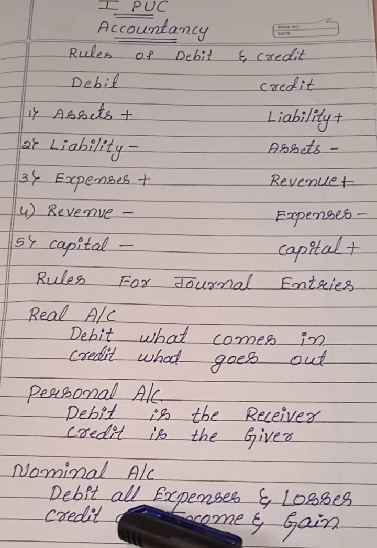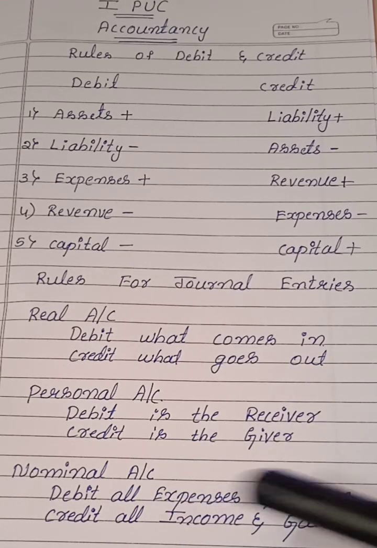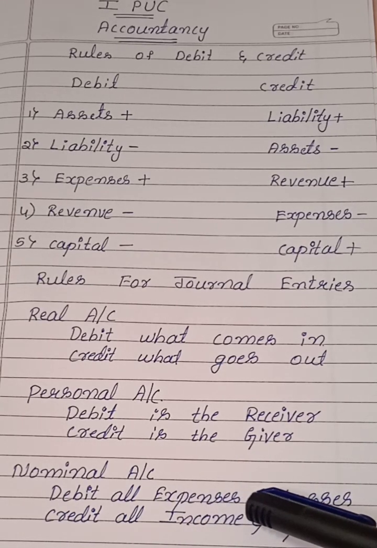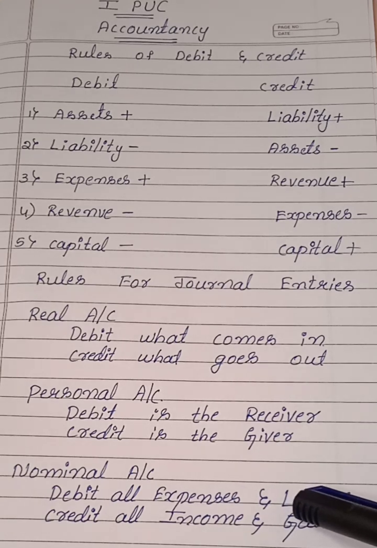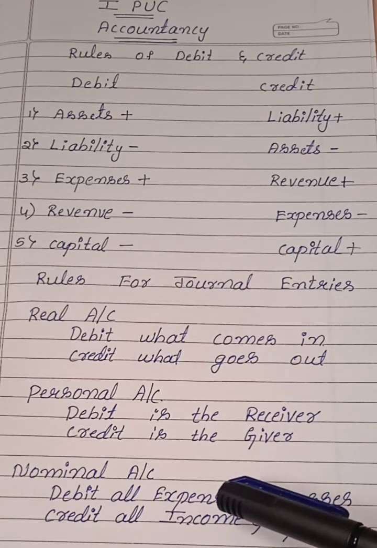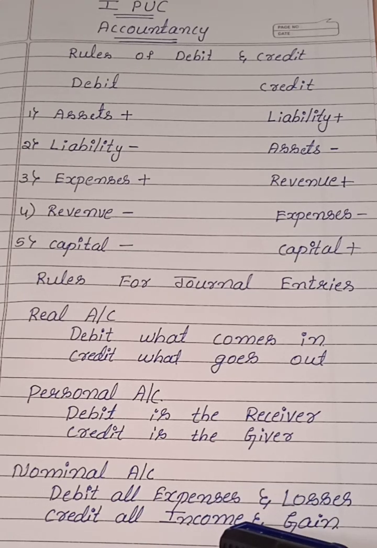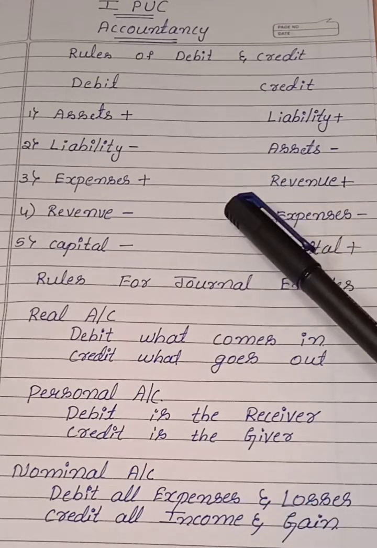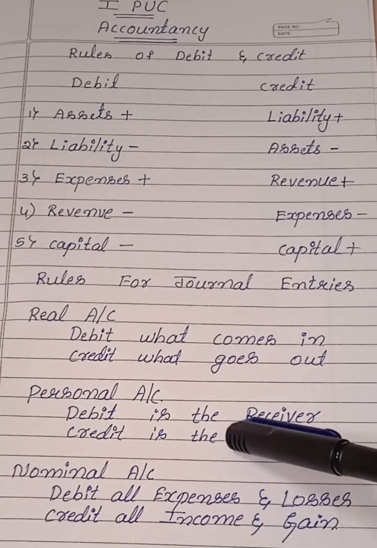And next is the nominal account. Debit all expenses and losses, and credit all incomes and gains. So if expenses happen, or if losses happen in the business, we record that in the debit side. And if incomes arise, or if we get any gains, we record that into the credit side. So these are the rules of journal entries. To solve journal entries, these are very necessary, so you have to learn all these rules. You can use either the rule of debit and credit, or the rule of journal entry.